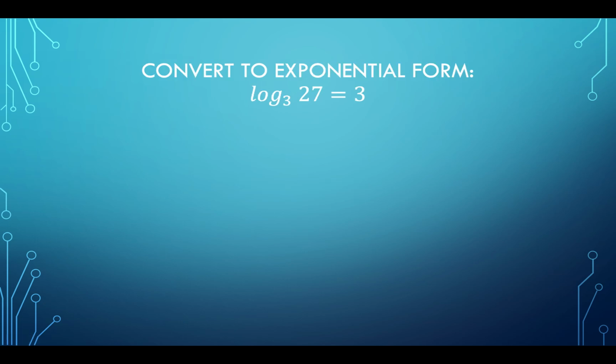Let's convert the following to exponential. So exponent always goes base, exponent, answer. So log base 3 of 27 is equal to 3. 3 to the 3rd is equal to 27. Base, exponent, answer.